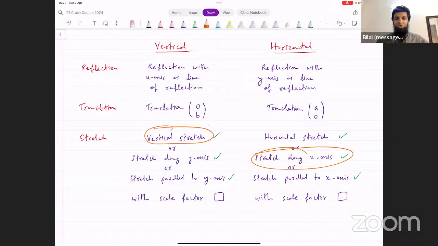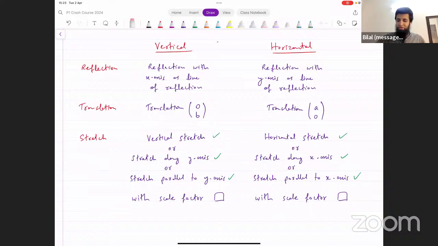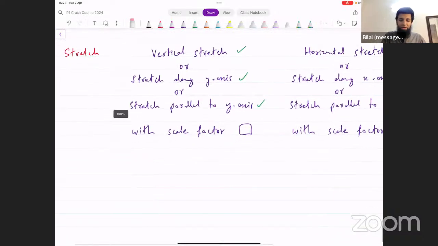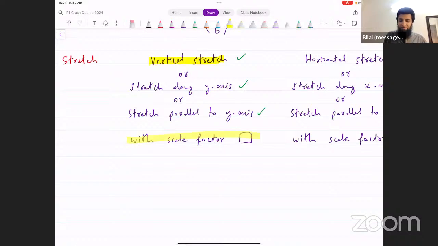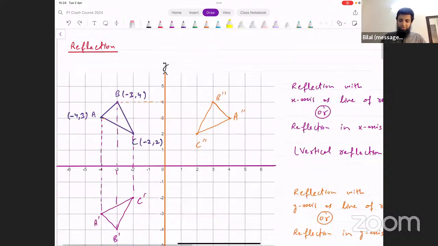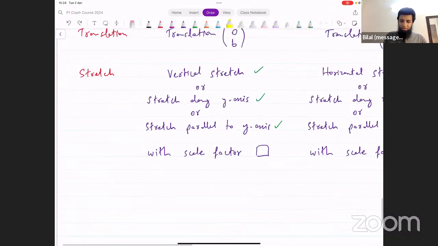Just write the one that you're sure about. Use any one of these three options. So for stretch, if it's a vertical stretch, for instance, either write it's a vertical stretch with scale factor this, or write it's a stretch along y-axis with scale factor this, or write it's a stretch parallel to y-axis with scale factor this. One of these three is going to be enough.